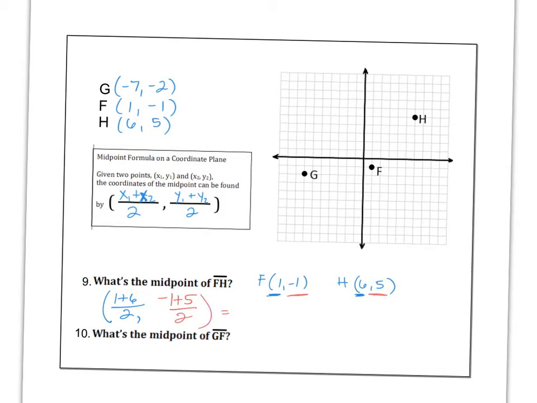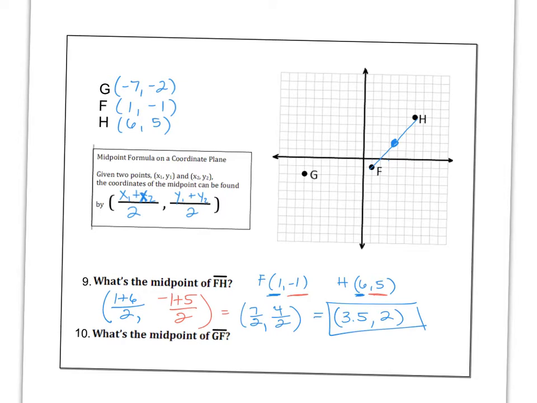Now I need to simplify. So 1 plus 6 is 7, 7 over 2. -1 plus 5 is 4 over 2. So this, if I simplify it, I'm just going to do decimals. It becomes 3.5, 2. Let's see if that makes sense. 3.5 would be right 3.5 and up 2. Does this spot look like the middle between F and H? Yeah, it does. It does look like the midpoint. You guys go ahead, pause the video, try number 10, and see if you get it right.